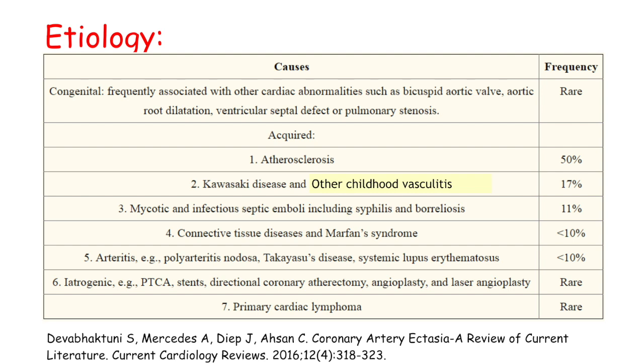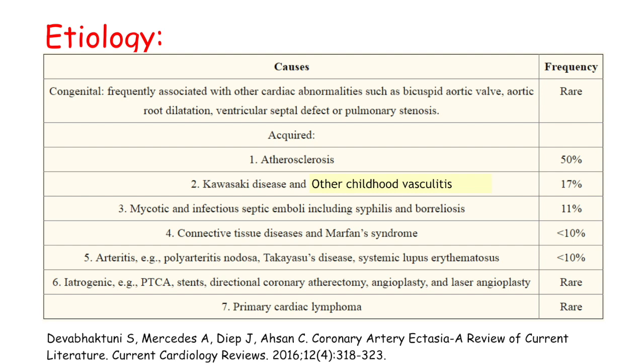Etiology for coronary ectasia. The most common etiology that leads to ectasia is atherosclerosis, coronary heart disease, in 50% or more of the cases. Other ones involve, for example, Kawasaki disease. We're going to present a case, and I think Mahmoud has another one also with that. It's a childhood vasculitis that can lead to that. Syphilis, we don't have syphilis anymore in the world, but it's reportedly can cause this.